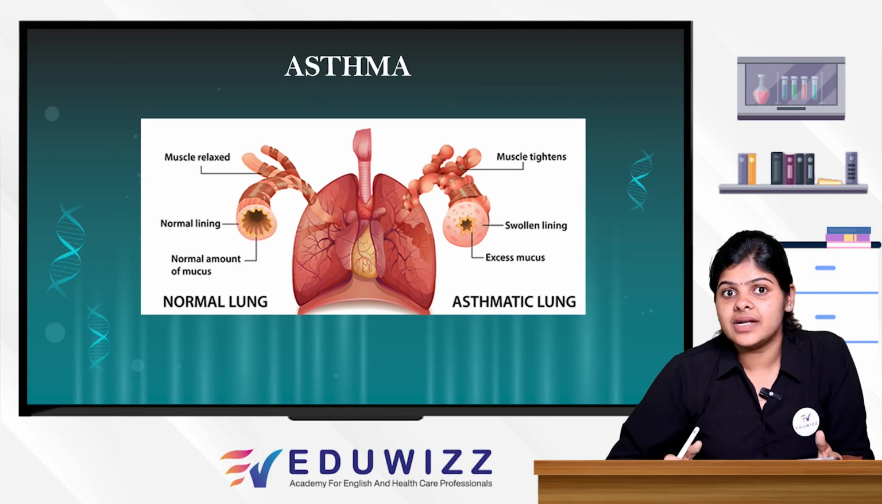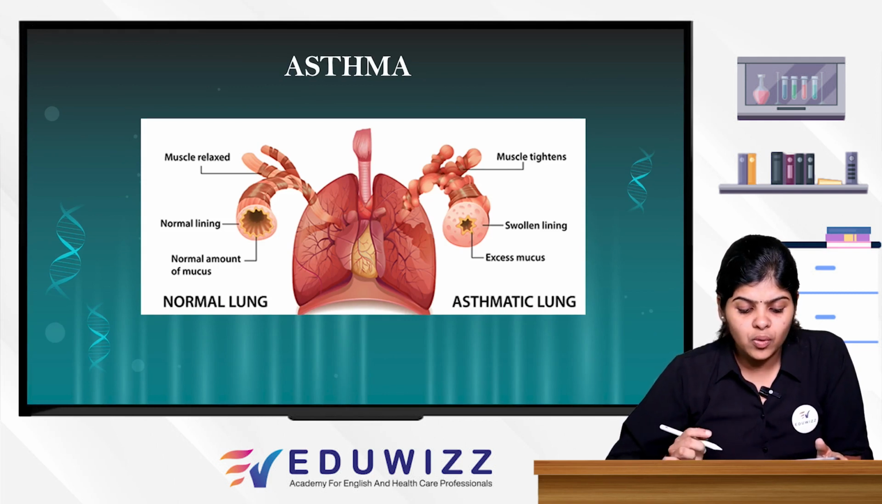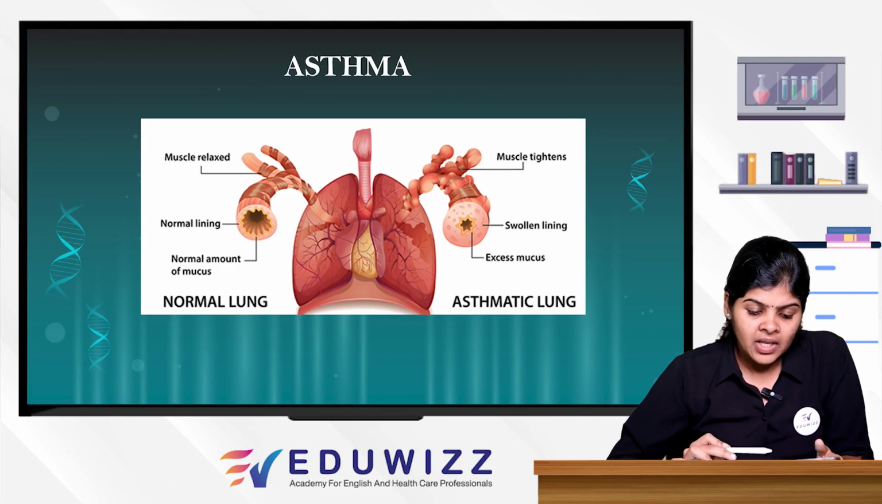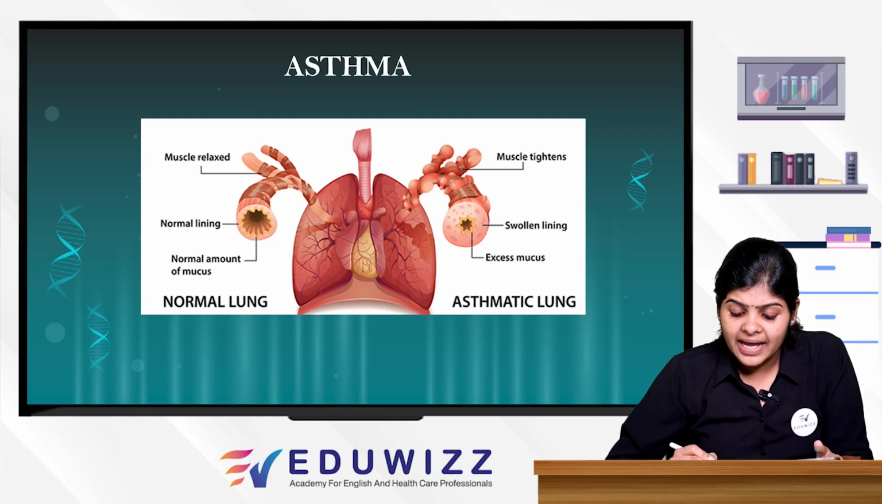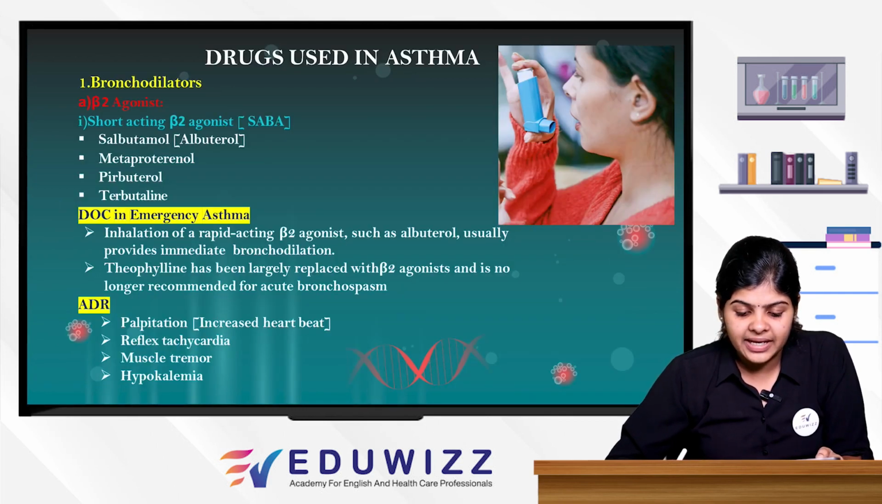And the second disease condition is asthma. We all know the normal lung. In this picture we can see the muscles are relaxed, normal lining is there, so a normal amount of mucus is produced. Whereas in the asthmatic lung, the mucous membrane has a swollen lining, so excess mucus production is there and the swollen lining can be seen. That is the asthmatic lung condition.